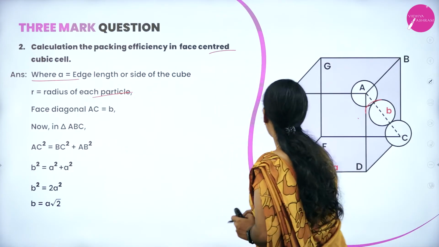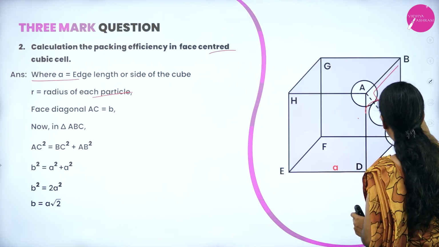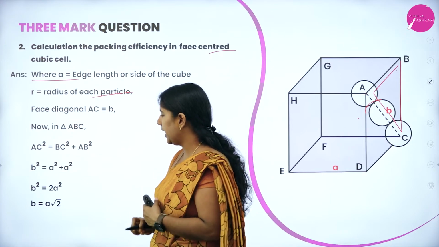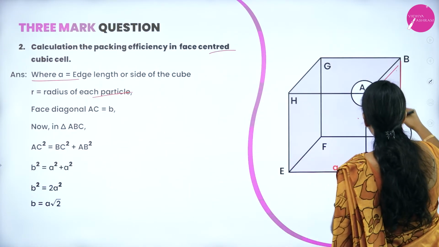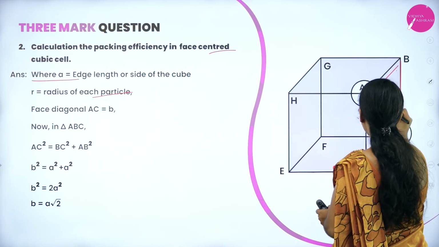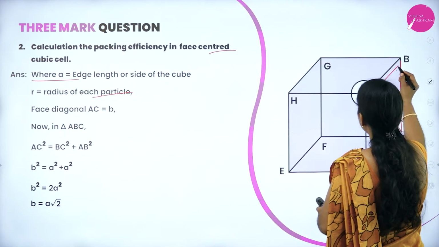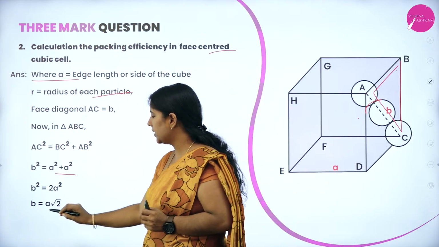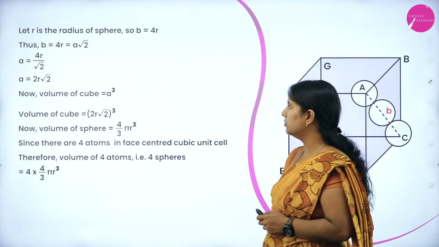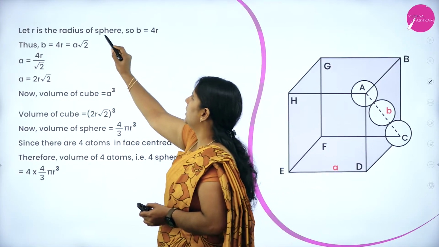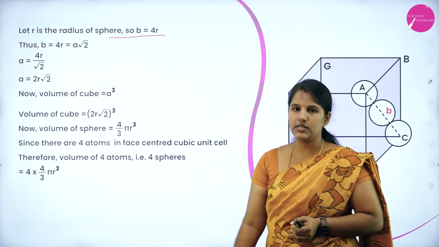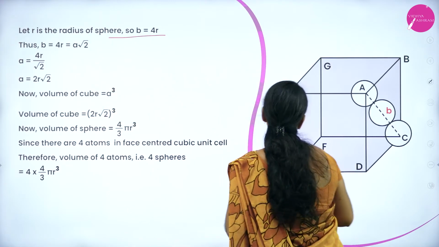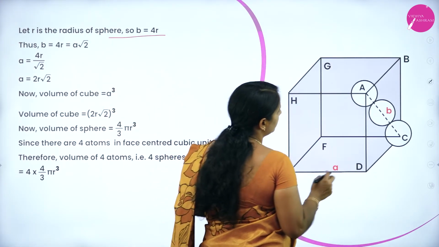So in the triangle ABC, you can see that I have taken this triangle ABC. So AC square is equal to BC square plus AB square. We know that AC square is nothing but B, as I have written. Then AC and BC, we know that they are nothing but edge length. So B square is equal to 2A square and B is equal to A into root 2. Now we know that R is the radius of the sphere. So B is equal to 4R, I can write, and B is equal to 4R is equal to A into root 2. Why has it become 4R?